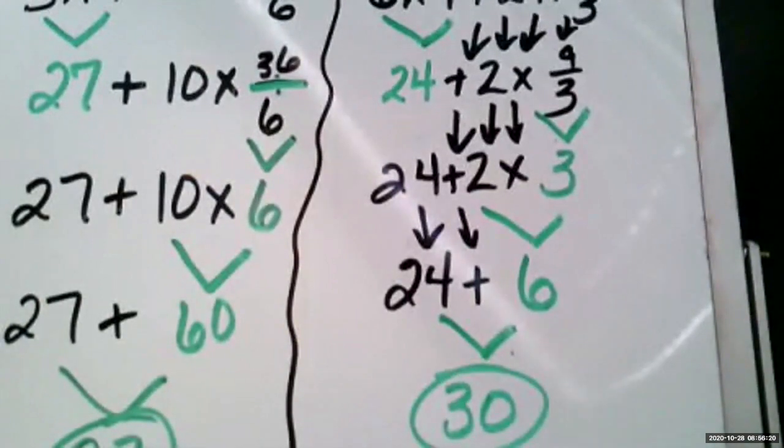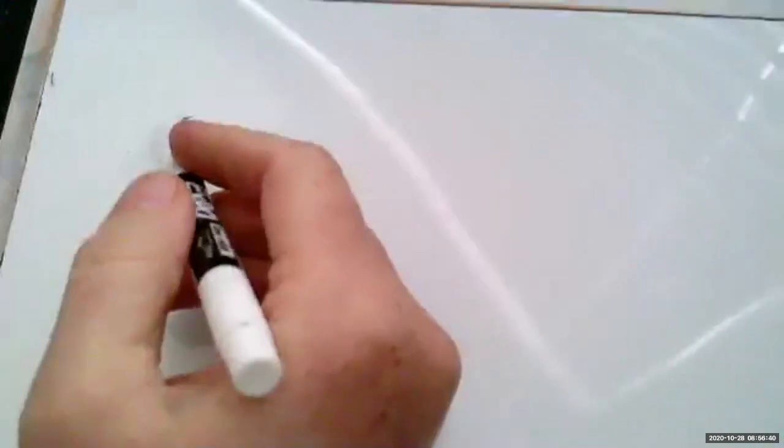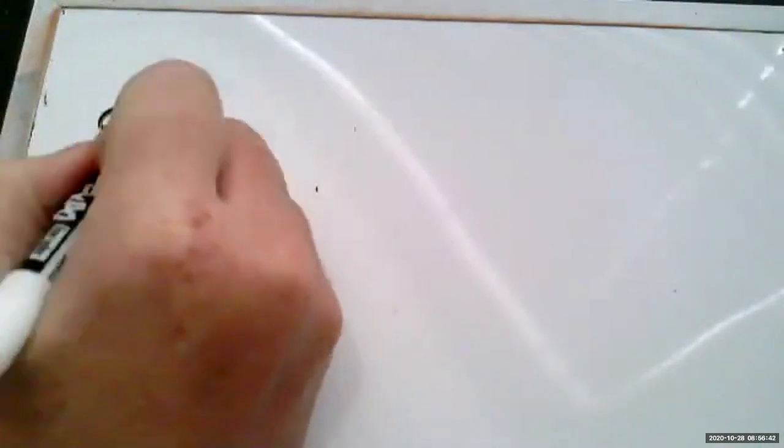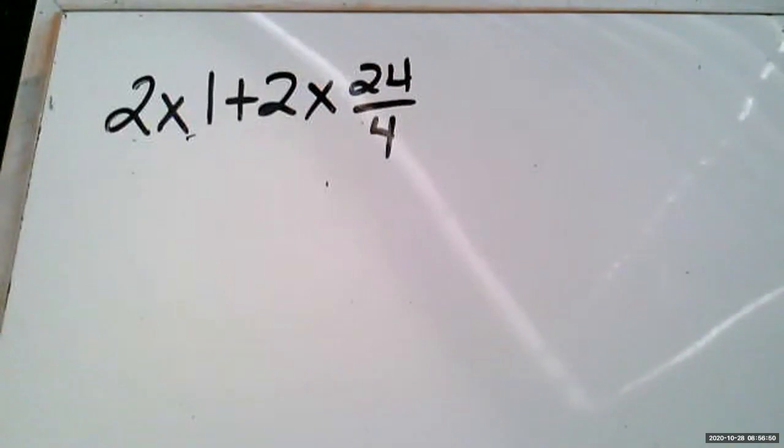All right, let's do a few more, because that one didn't get quite as many correct answers as I'd hoped. Let's do a couple more. Make some space here. Clean your whiteboards. Let's get you going on this next one. How about, again, another one that's similar: 2 times 1 plus 2 times 24 over 4. Go ahead, solve this one. I'll give you about a minute and a half.